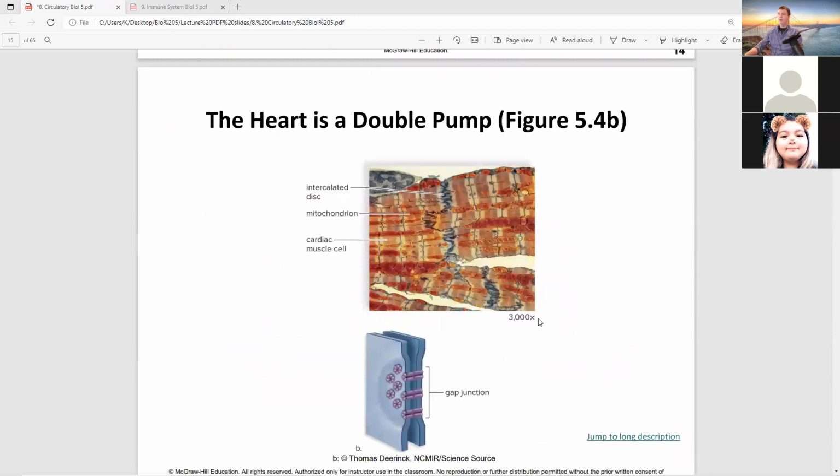So that's imaged here. Here's tissue of the heart. You can see those intercalated discs. There's also lots of mitochondria, and then you can see the separation of each cell through these gap junctions.